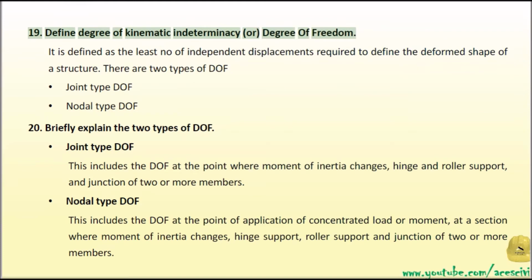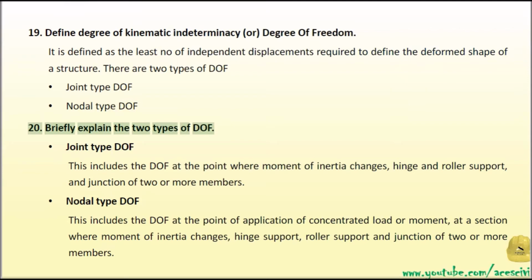Define degree of kinematic indeterminacy, or degree of freedom. It is defined as the least number of independent displacements required to define the deformed shape of a structure. There are two types of DOF: joint type DOF and nodal type DOF.